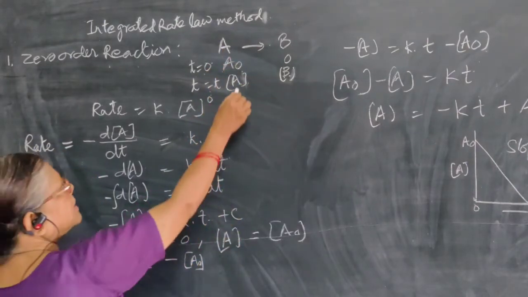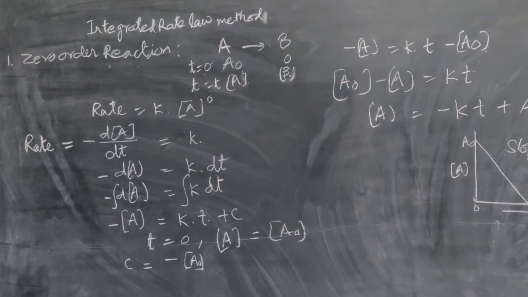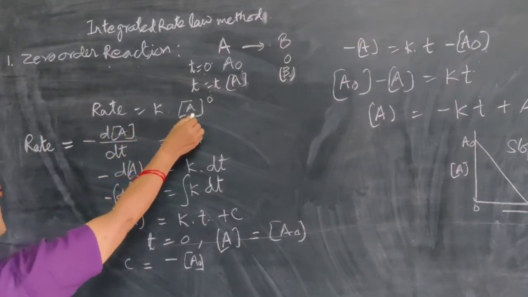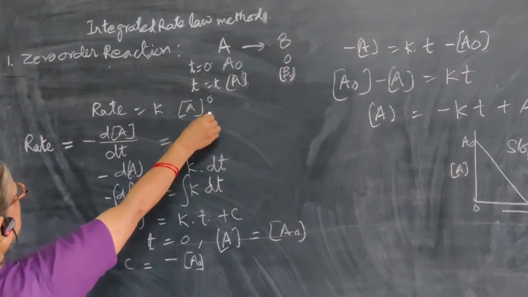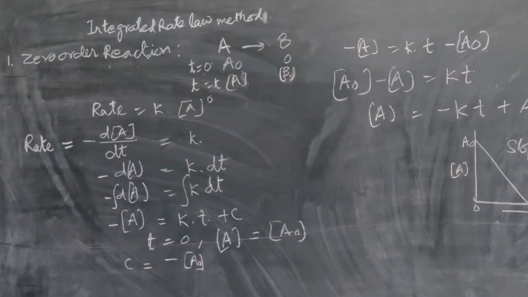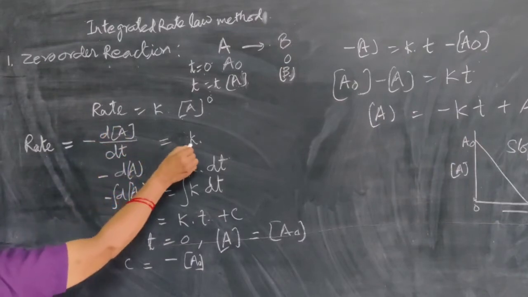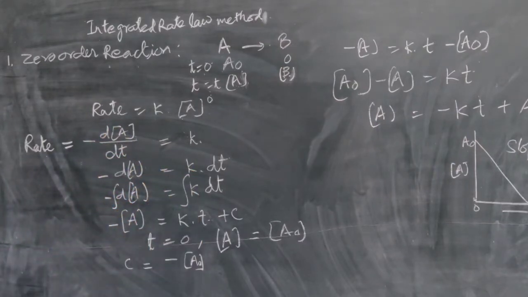Because in the rate law there is only the reactant molecule, first we write the rate law expression for the zero order reaction. Here we can write rate is equal to k into A to the power 0. A to the power 0 is equal to 1. Now we write the rate in terms of the differential equation. The rate is equal to minus dA upon dt is equal to k, where k is the specific rate constant.